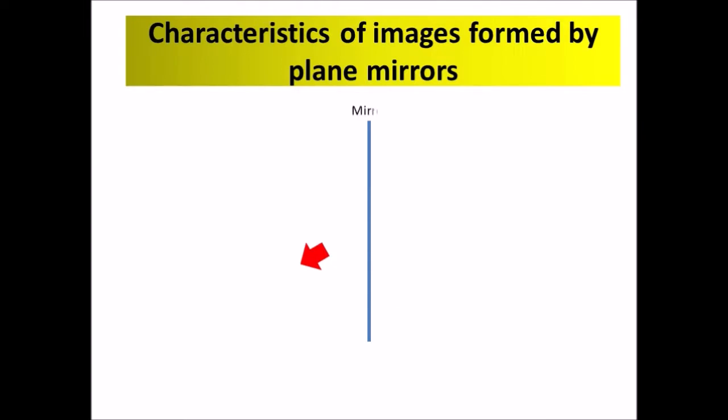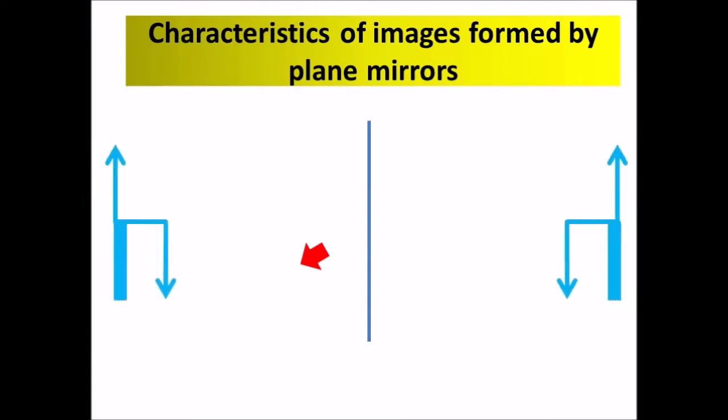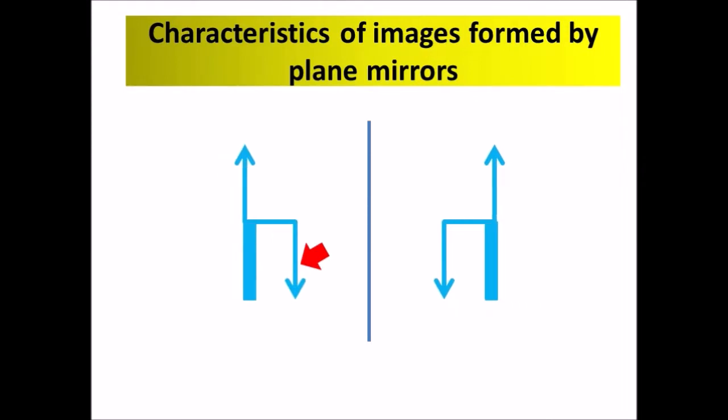So you have a mirror line, then there is the object and the image behind the mirror. So the first characteristic of the image is that the object distance equals the image distance. Secondly, the image is laterally inverted. That is, the part that was appearing on the right hand side of the object now appears on the left hand side of the image.